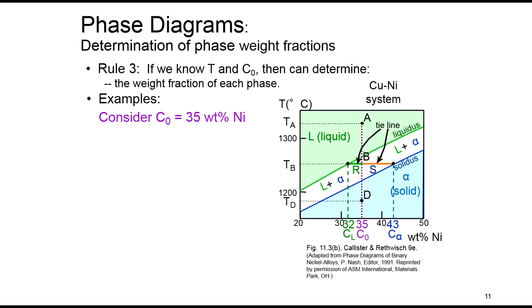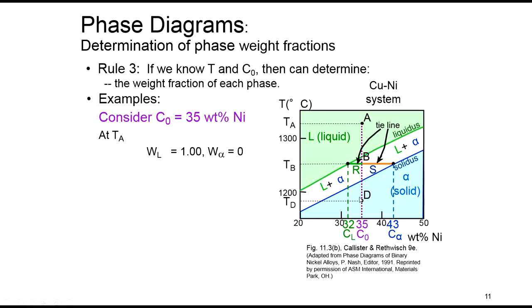Now we go to the third rule, which says that if we know temperature, the vertical axis, and C0, the composition in the horizontal axis, then we can determine the weight fraction. So far we were talking about the composition percent. Now we can also determine the weight fraction of each phase. As an example, if you consider C0 equal to 35%, of course at A we only deal with one phase, liquid, therefore the weight fraction of liquid is 1 and alpha is 0. Their total should be 1 or 100%.